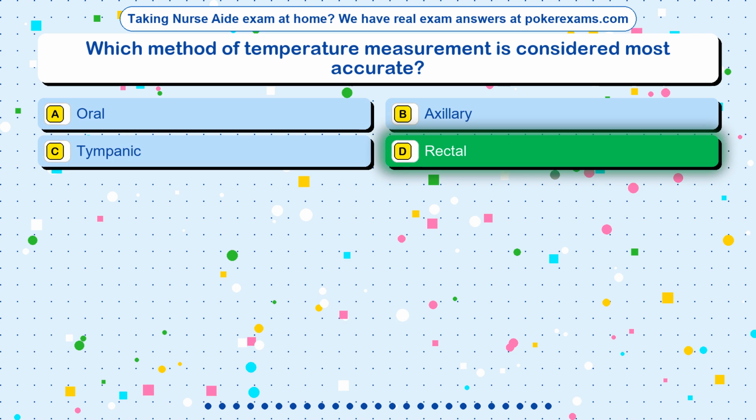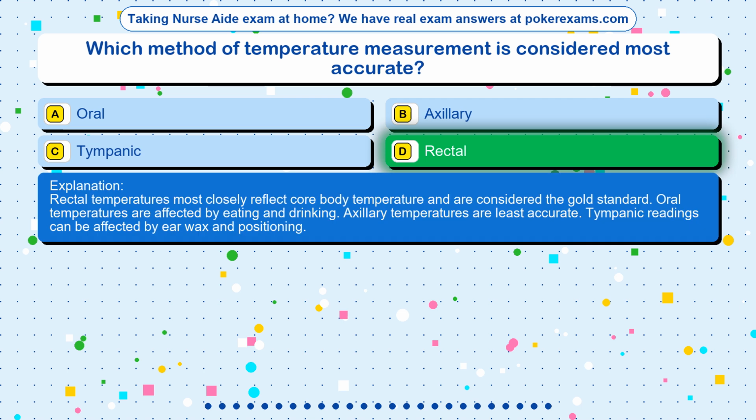The correct answer is option D, rectal. Rectal temperatures most closely reflect core body temperature and are considered the gold standard. Oral temperatures are affected by eating and drinking. Axillary temperatures are least accurate. Tympanic readings can be affected by earwax and positioning.